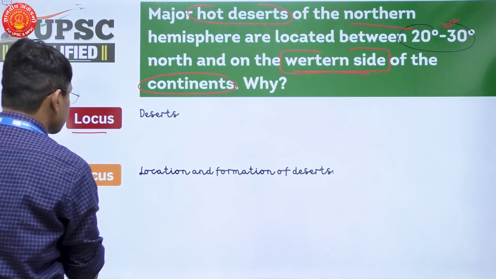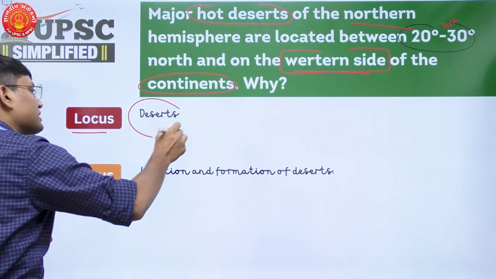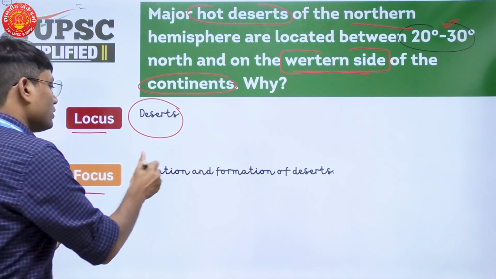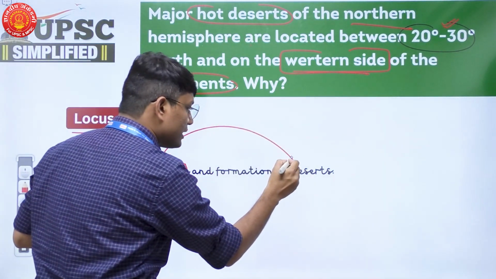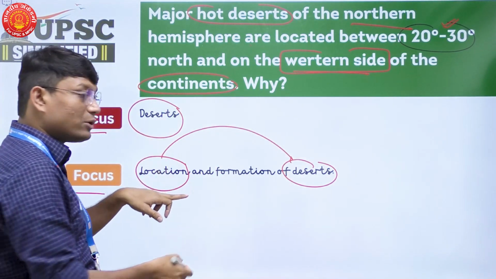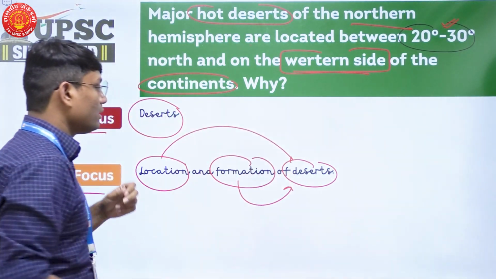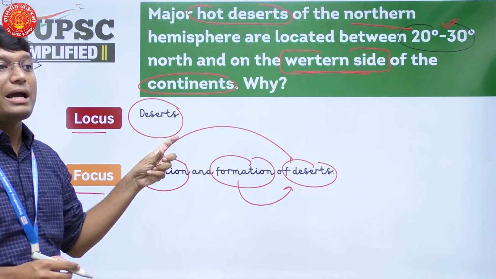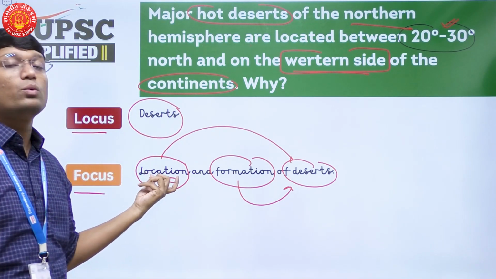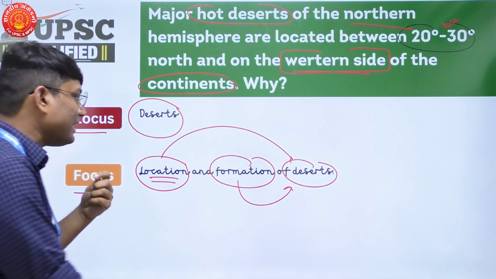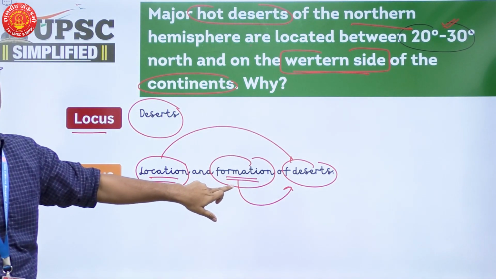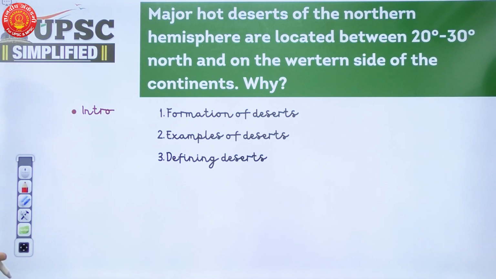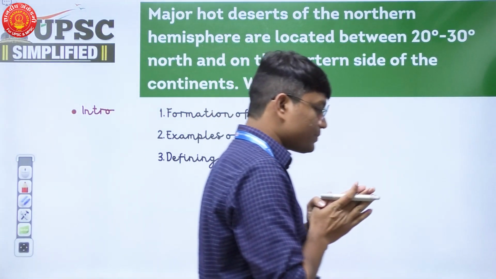Now, if we talk about the locus and focus of the question, the locus of the question is desert, right? We are supposed to discuss everything about desert, and if we focus on the question, one focus is location of the desert, right? Which is direct. But the implicit or indirect one would be the formation of desert. So both parts need to be addressed. It is obvious that every one of you will highlight the location part, but directly or indirectly also try to highlight the formation part of the desert. Now, as we have introduced the question, let us move on to how we can write on this particular part.